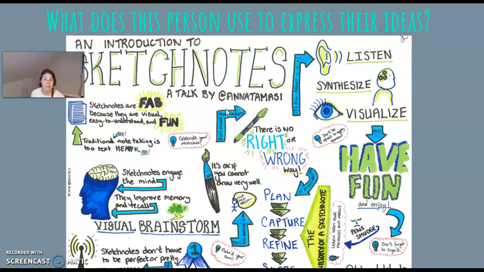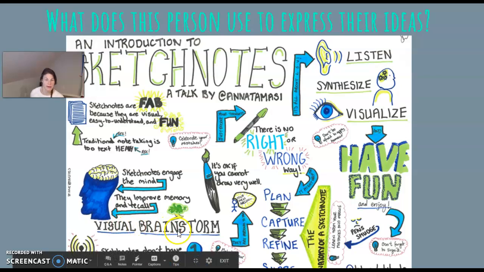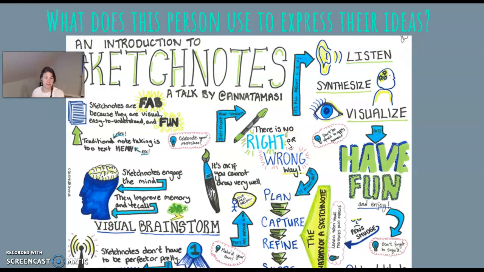Number one, you see a use of fonts. Distinct fonts help draw the reader's attention to different ideas in the sketch note. For example, that they're fun. There is no right and wrong. They're a visual brainstorm. You have to plan, you have to capture it, you refine it, and you share it. So that's one way, is using distinct fonts.